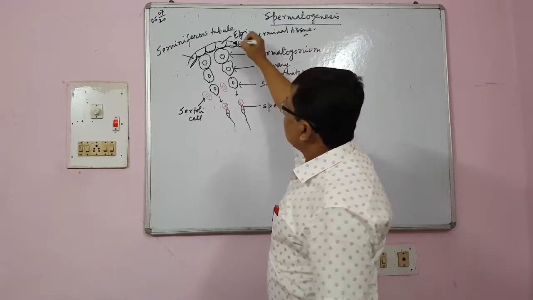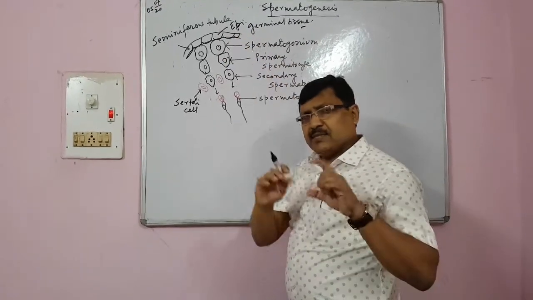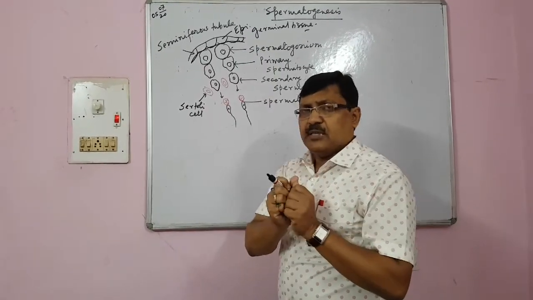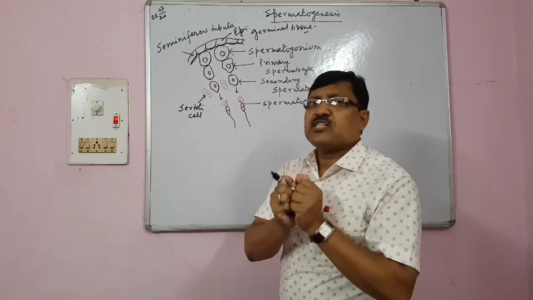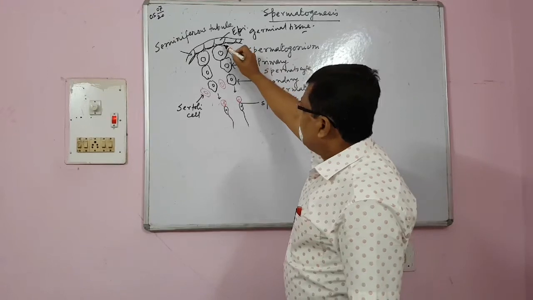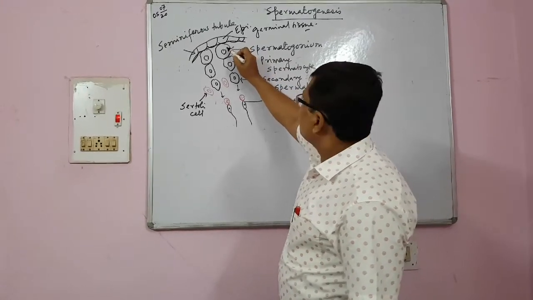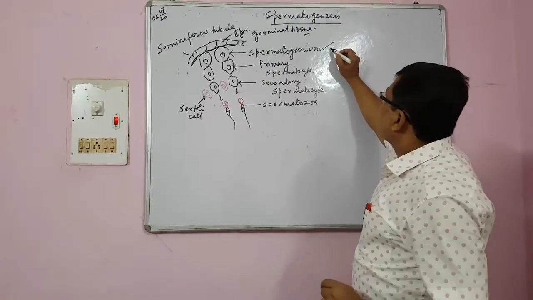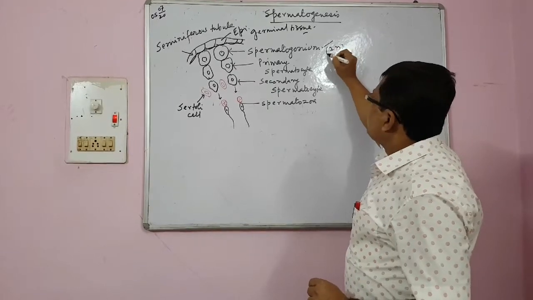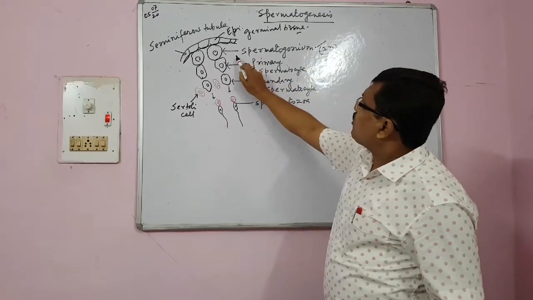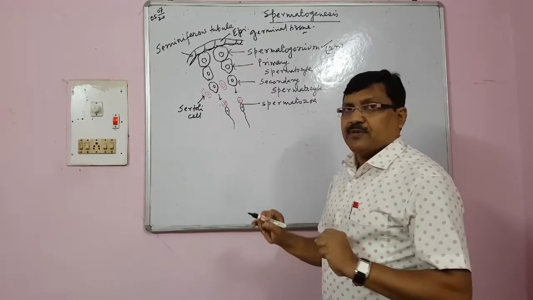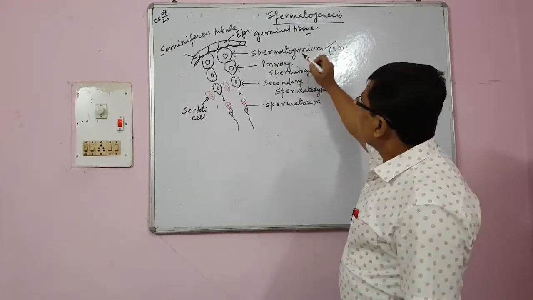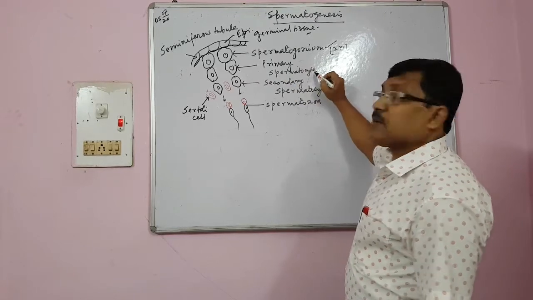From this epithelial germinal tissue, as soon as the male body reaches the age of puberty, the nature of the epithelial germinal tissue is transformed, and it divides by mitosis to form the spermatogonium cells. These spermatogonium cells are diploid in nature, and under the influence of GnRH, the spermatogonial cell will convert into the primary spermatocyte.